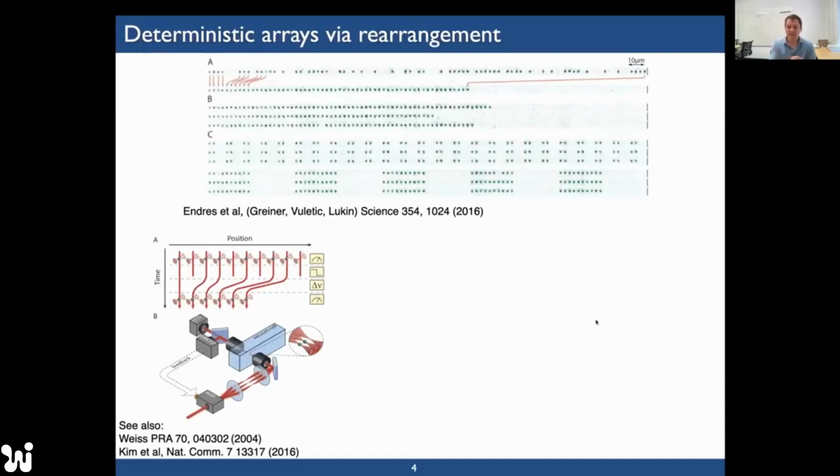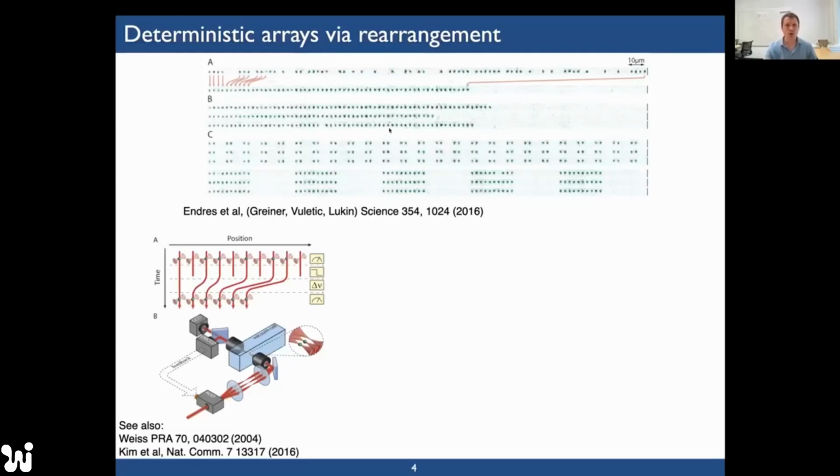But this kind of stochastic loading process where atoms come and go creates a more fundamental problem if you now want to make a large array of, say, hundreds or thousands of qubits, because if you just stop the loading at some particular time, the probability that any given trap is loaded is about 1/2. So the probability that 1,000 traps are simultaneously loaded is (1/2)^n. That's quite small.